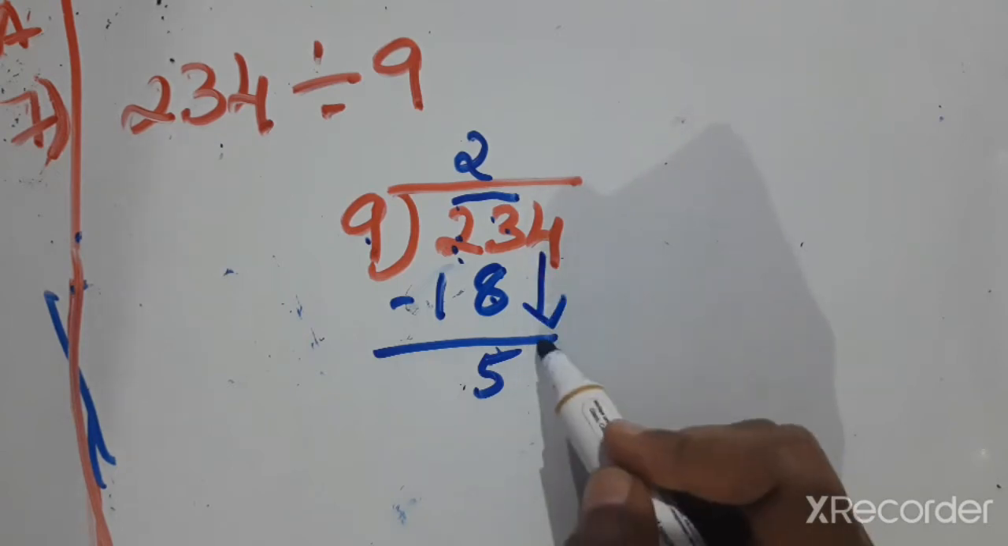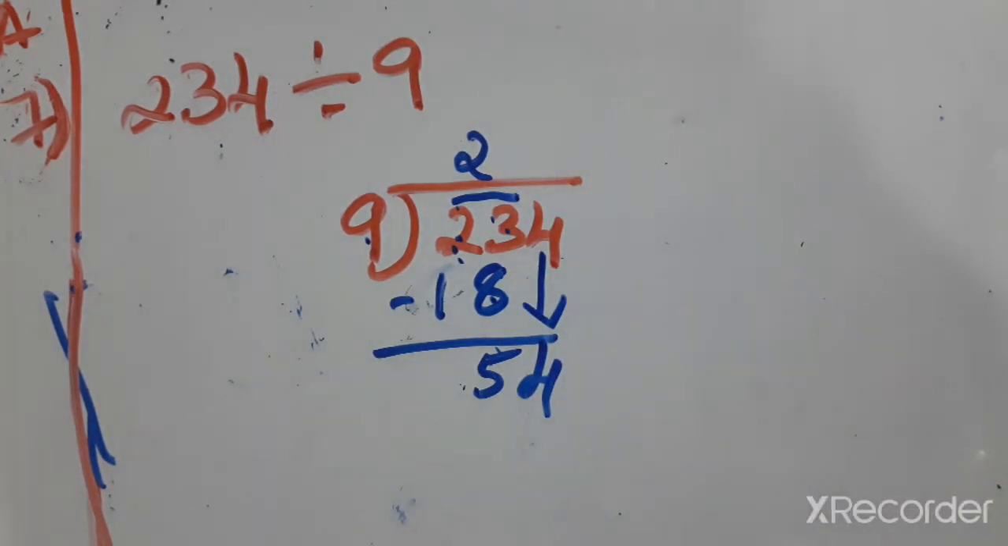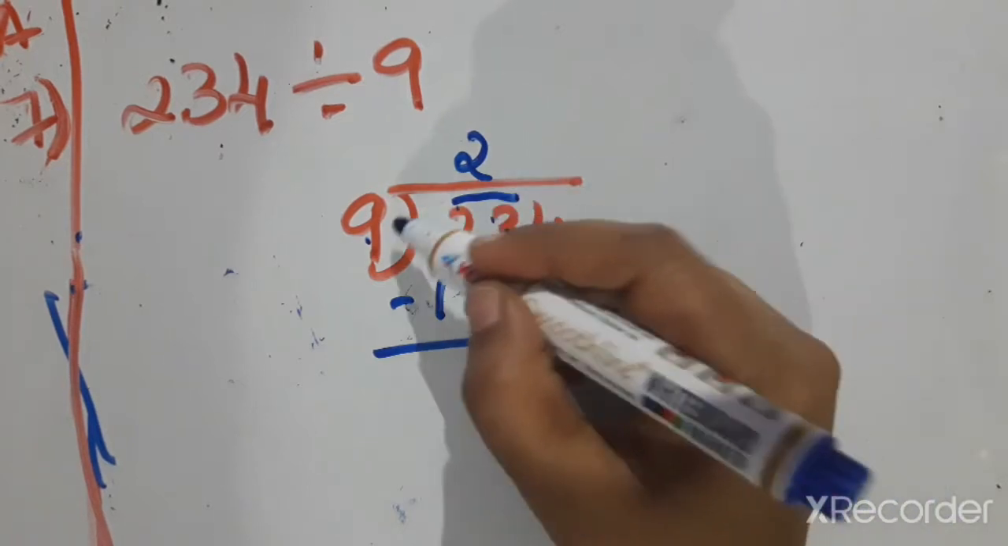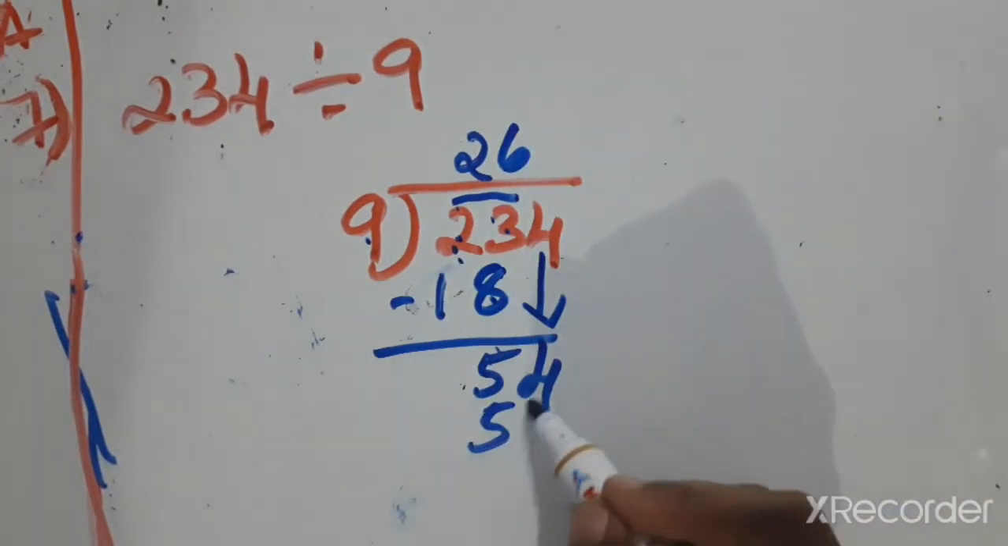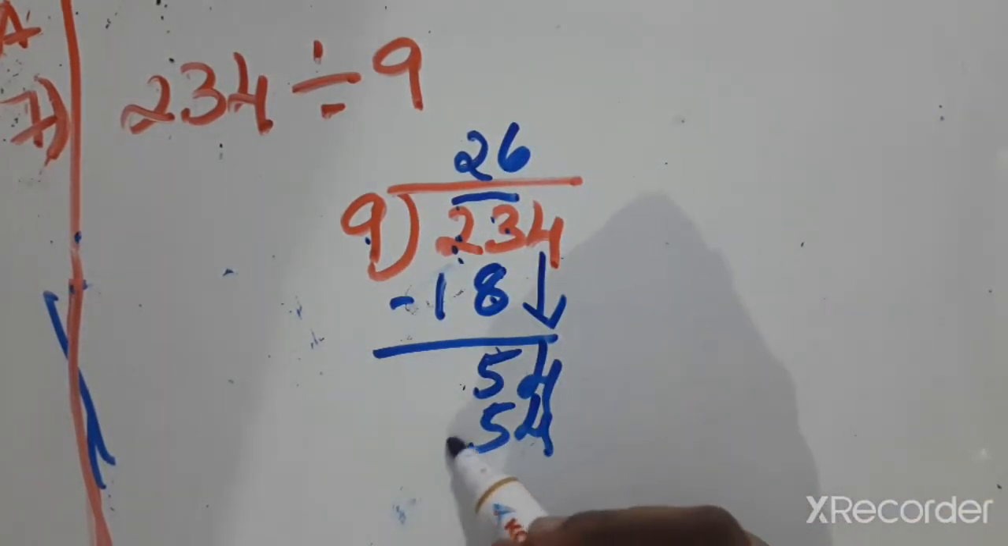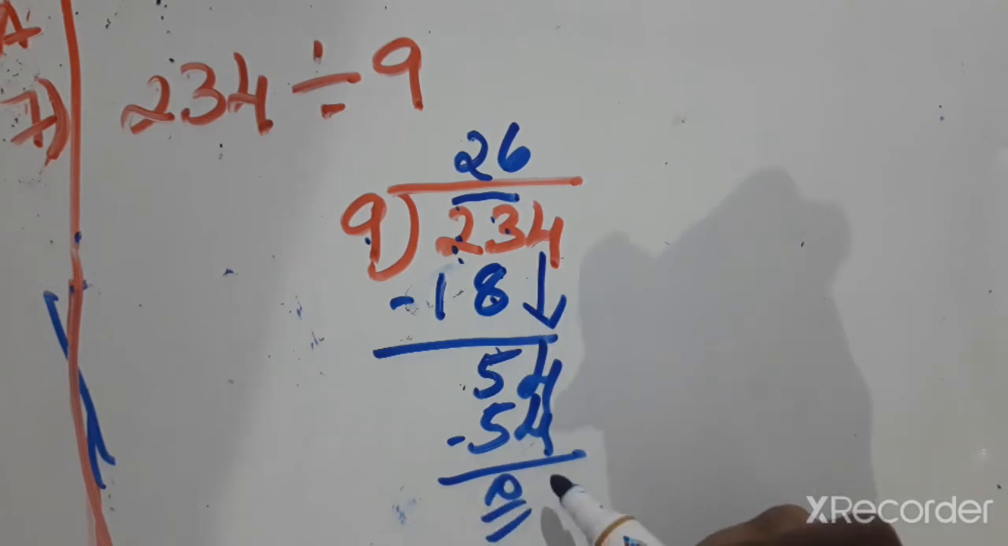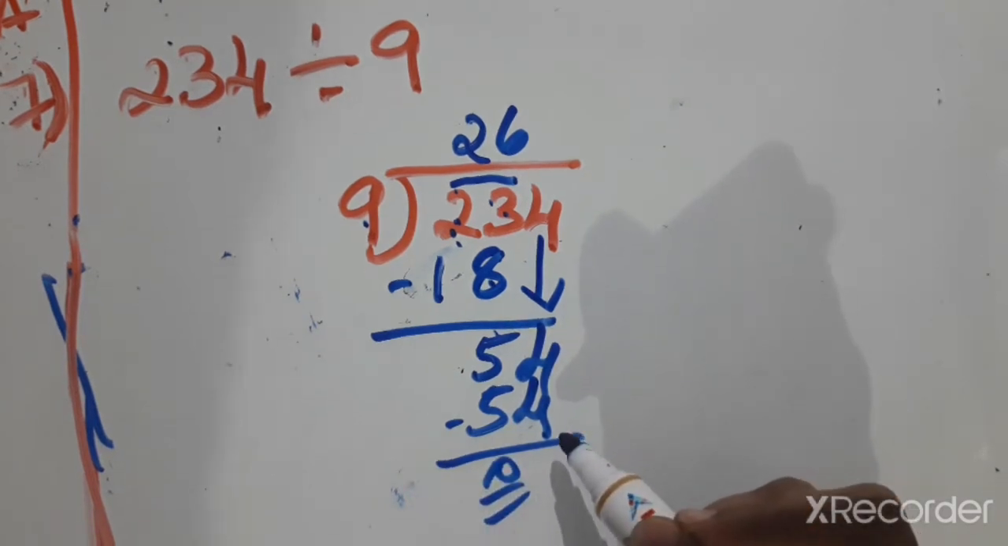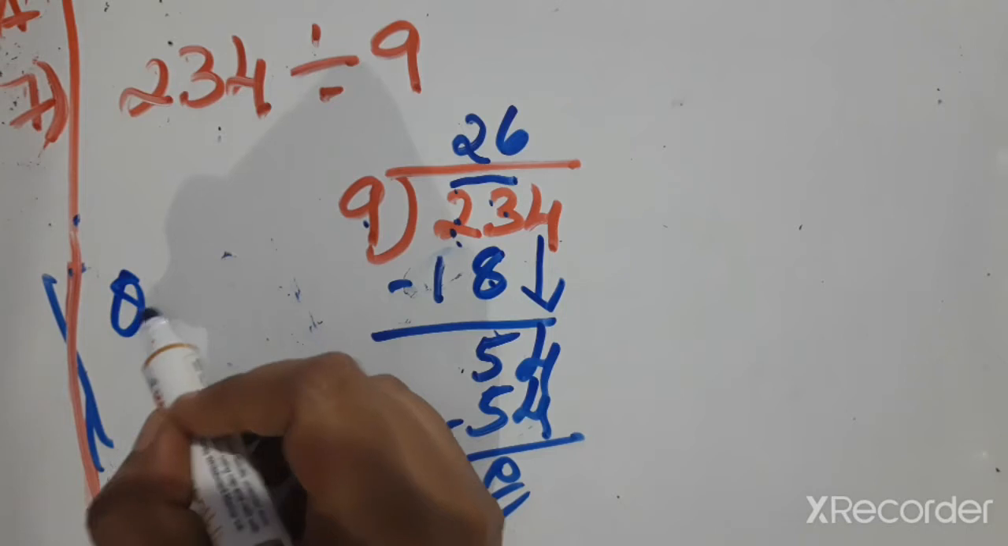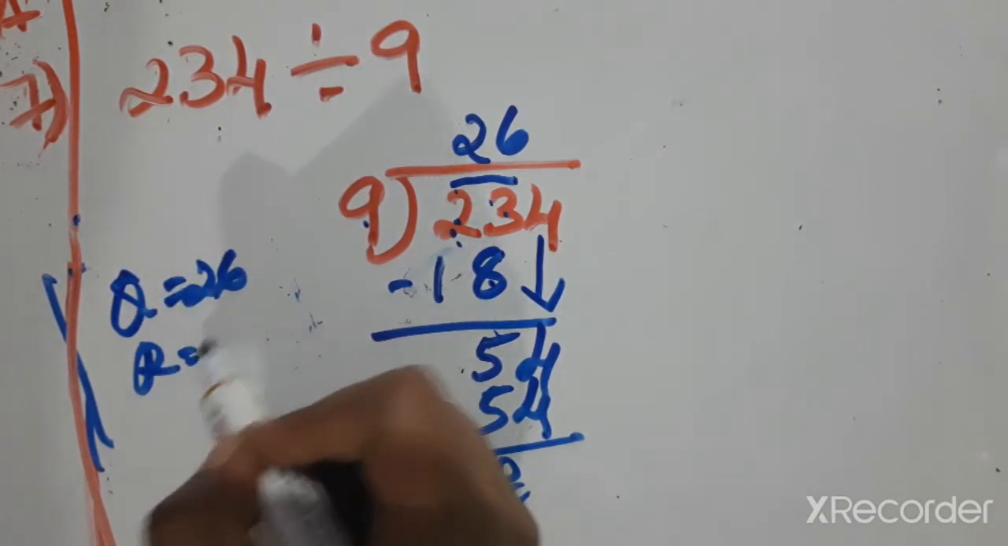Now bring this 4 down, 54. 9 how much are 54? 9 sixes are 54. We are getting an exact number. We can take an exact number or nearer one, but not more than the given number. Now the quotient is 26 and the remainder is 0.